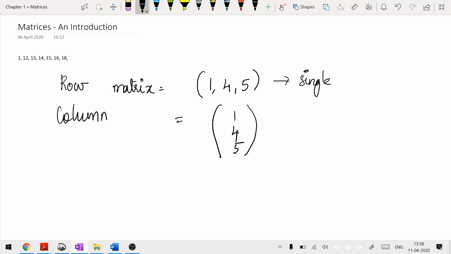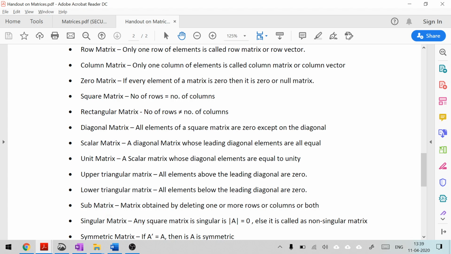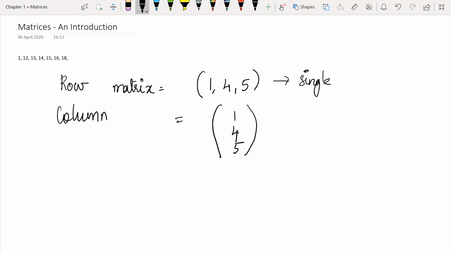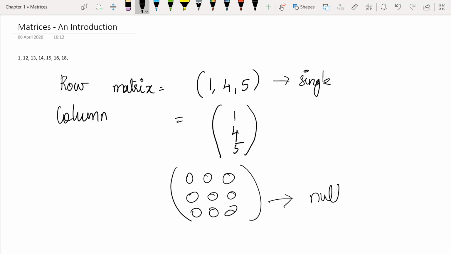Next, we have a zero matrix. What is a zero matrix? If every element of a matrix is 0, then it is a zero or null matrix. Suppose you have a matrix like this: 0, 0, 0, 0, 0, 0, 0, 0, 0. This is called a null or zero matrix.